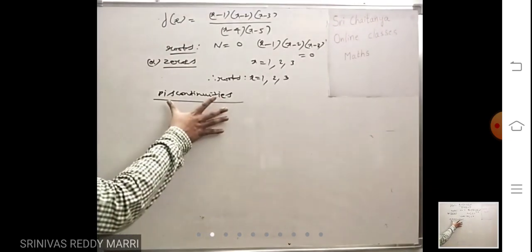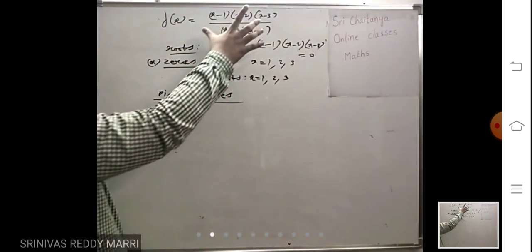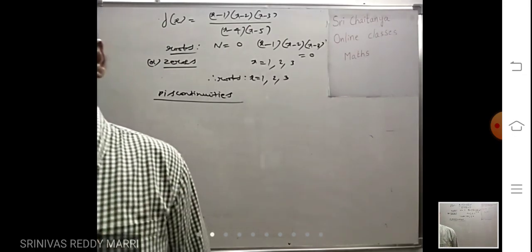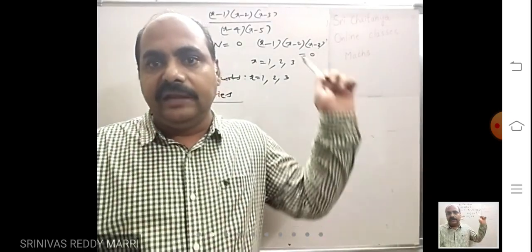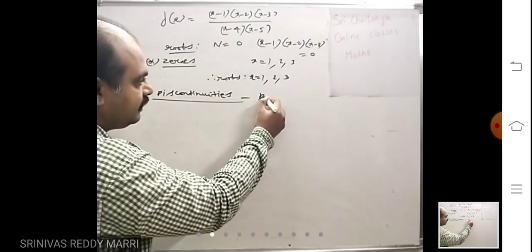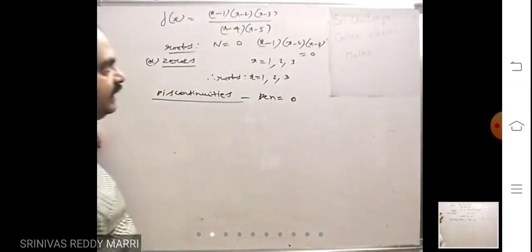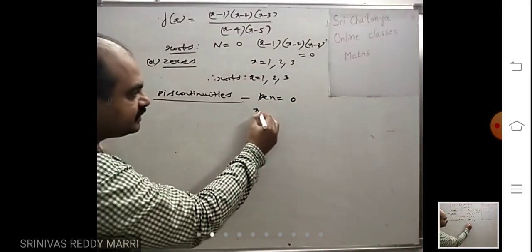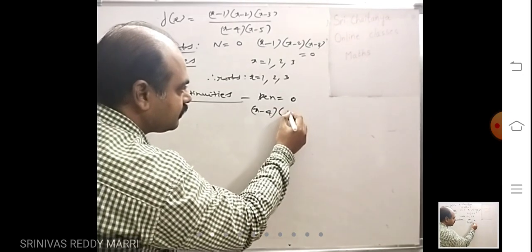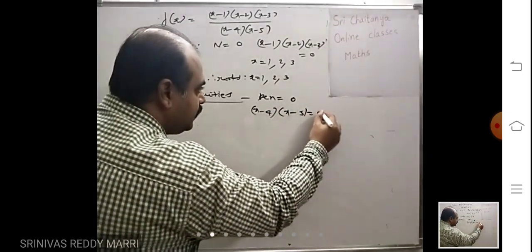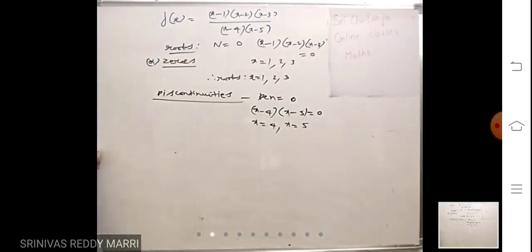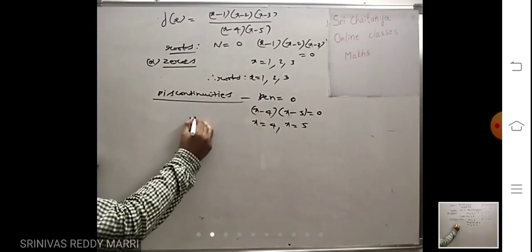Look at discontinuities. Discontinuities means where this will become infinity. When will it become infinity? When the denominator is 0. When the denominator is 0, f of x will become infinity. So discontinuities are nothing but denominator equal to 0. Denominator equal to 0 means x minus 4 into x minus 5 equal to 0. That means what are the discontinuities? These are called discontinuities.